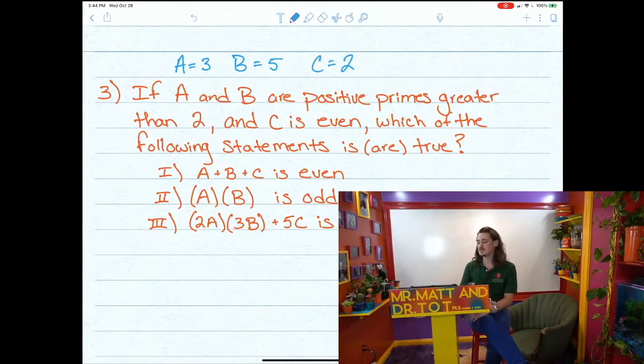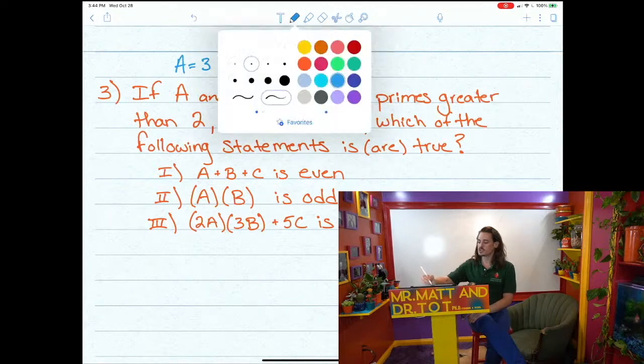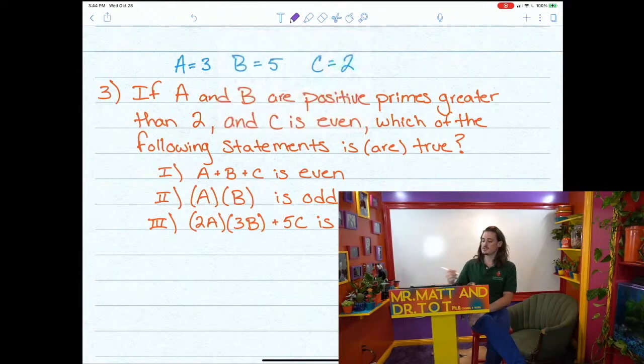So you can plug these numbers in and evaluate as to whether these statements are true or not. That's always available to you. So what I want to show you is how to solve here conceptually, which is a little bit faster. So if I know that A and B are odd and C is even, then this really just turns into odd plus odd plus even.